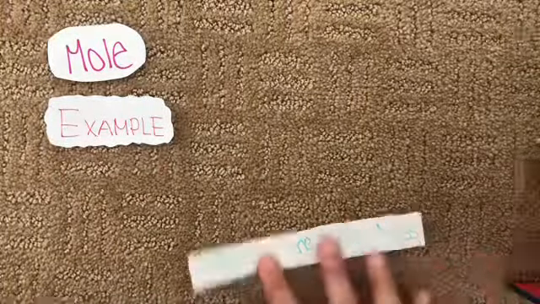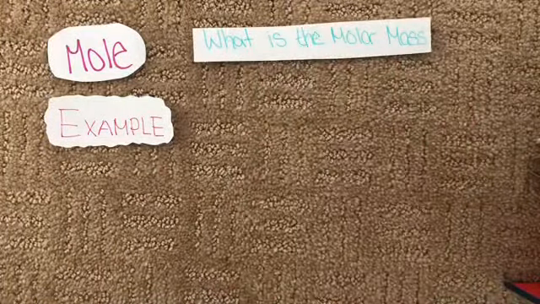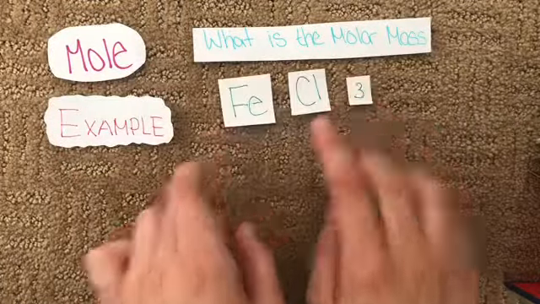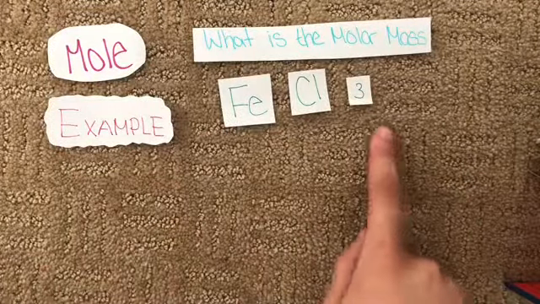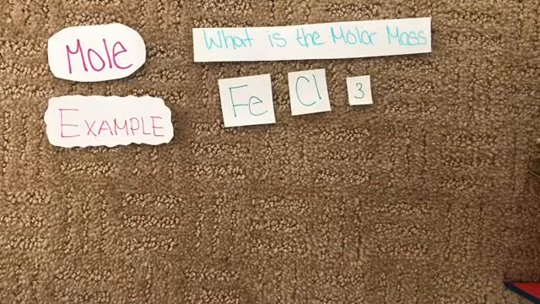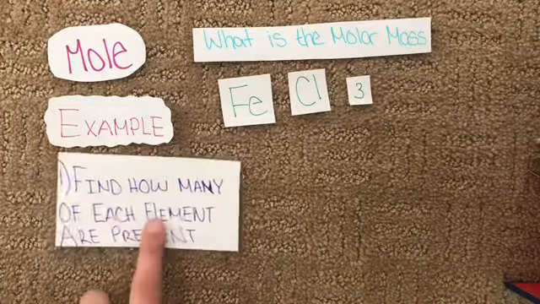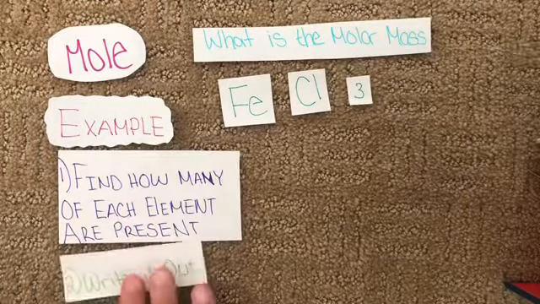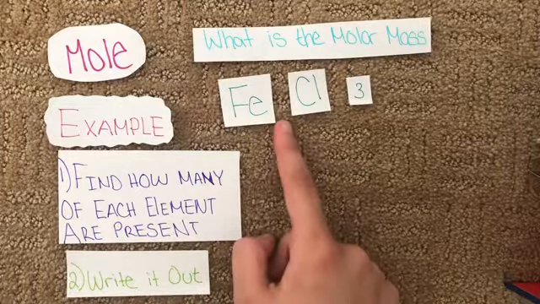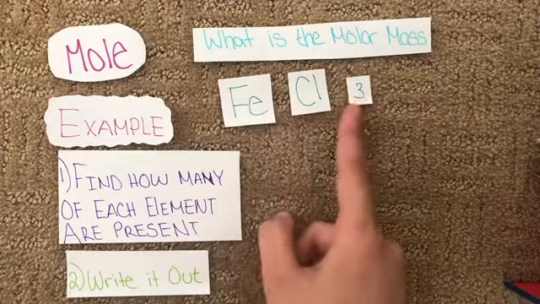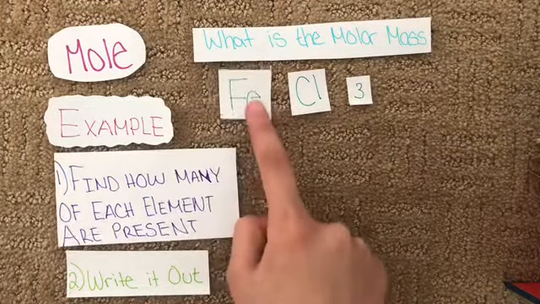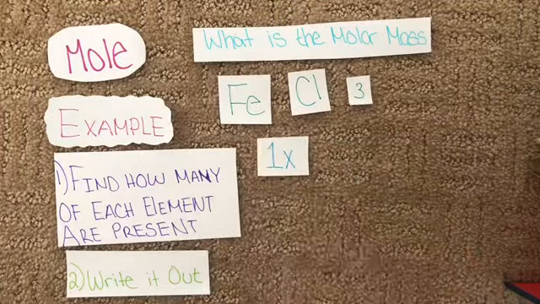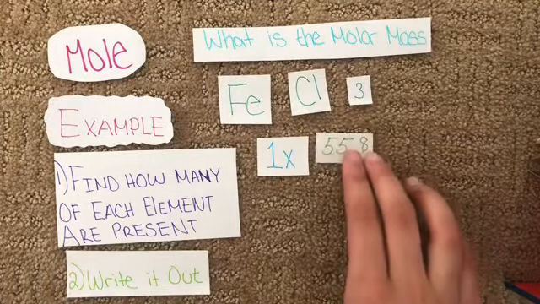So let's try to find the molar mass of iron and chlorine. So there are 1 iron atom present here and 3 chlorine atoms. The steps here would be to 1, find how many of each element are present, and 2, write it out. There's no number right here, which means there is only 1 iron. So you would do 1 times 55.8.